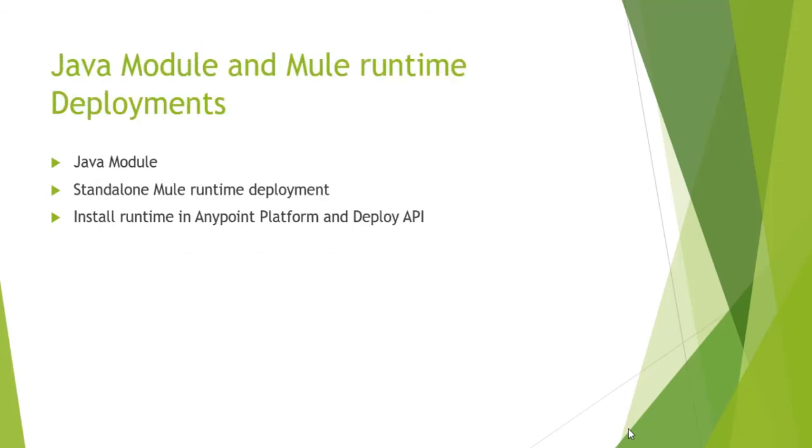Now we move to the next section, the Java module and Mule runtime deployment. In this module, we'll have one Java module. Inside this, we'll call a Java class from our Mule flow and execute that class. Then we'll download a standalone Mule runtime, install it in our local environment, and deploy our APIs. Also, we'll see how to install the runtime environment inside the Anypoint platform and how we can deploy our APIs.